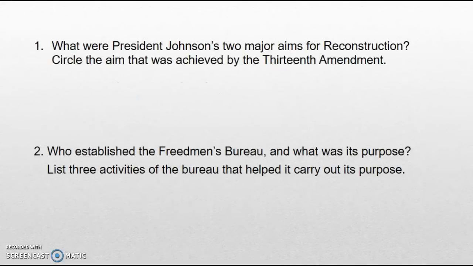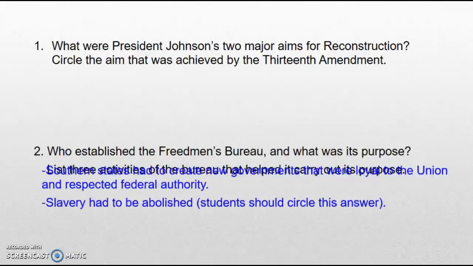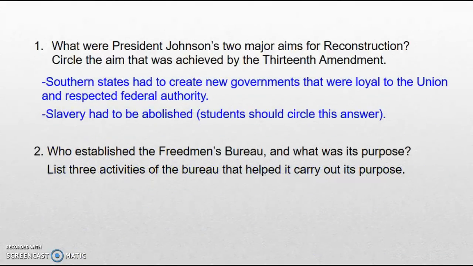All right, page 8, number 1. What were President Johnson's two major aims for Reconstruction? Circle the aim that was achieved by the 13th Amendment. Southern states had to create new governments that were loyal to the Union and respected federal authority. Slavery had to be abolished. You should circle the second one because that's achieved by the 13th Amendment.